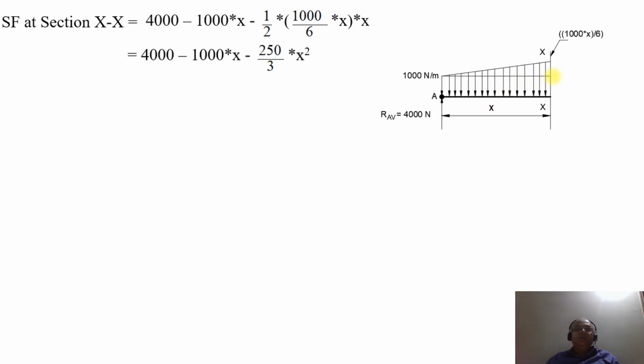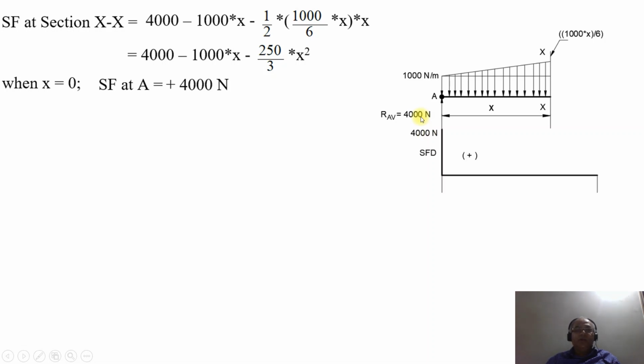So on simplification, you are going to get that is equal to 4000 minus 1000 into X minus 250 by 3 into X square. So when the value of X is equal to 0, what happens? Shear force at the point A will be equal to 4000. You will directly get plus 4000 Newton. So that is what we get at this point X, 4000 Newton.